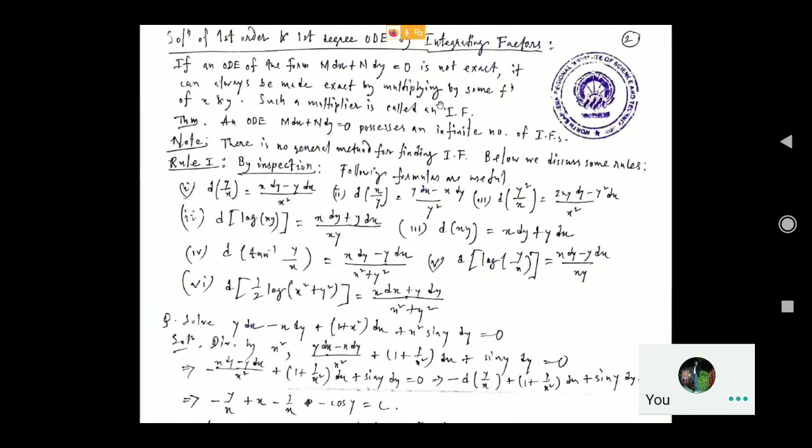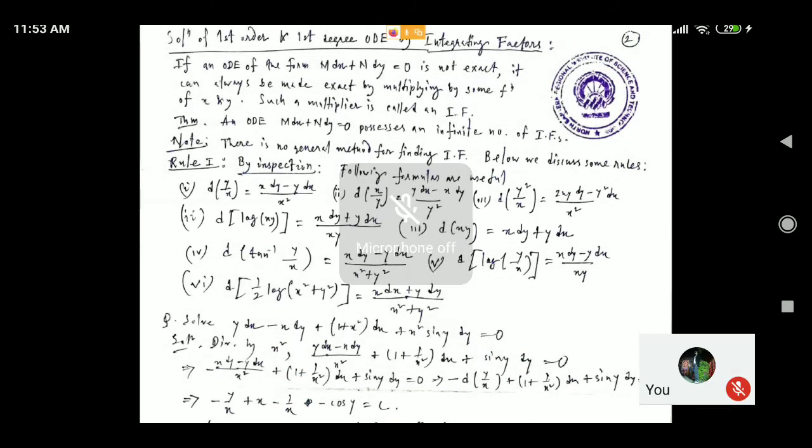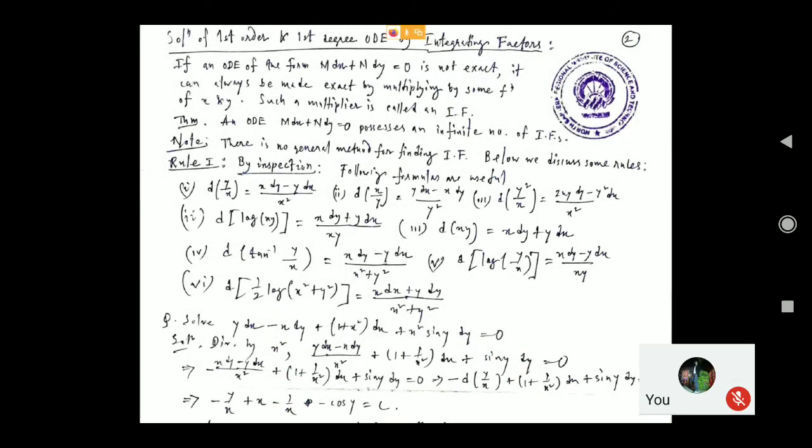So now there is another solution. Exact method we have discussed. There are some other methods also. So the next method is solution of first order and first degree ordinary differential equation by integrating factors. I will provide you problem sets for this also as usual. We'll practice more problems and I suggest a book also.